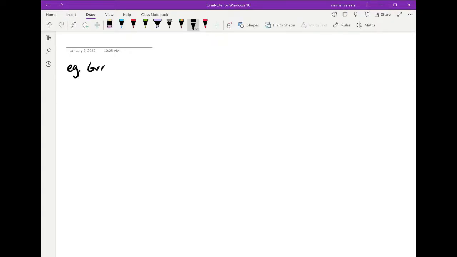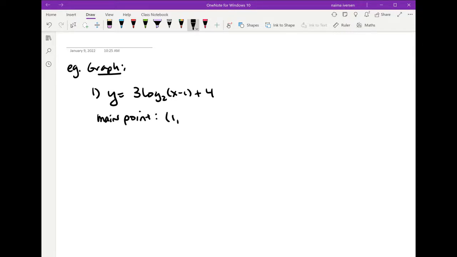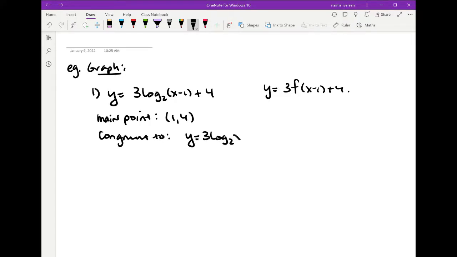So when we take a look at graphing, we've got something like this: 3 log base 2 of (x minus 1) plus 4, so that we can get a good idea. So what we have is our main point. And when we take a look at graphing our function, our main point, just like every other function, is going to be at 1, 4, because we think of this as y equals 3f of (x minus 1) plus 4. Then we are going to be congruent to y equals 3 log base 2 of x.